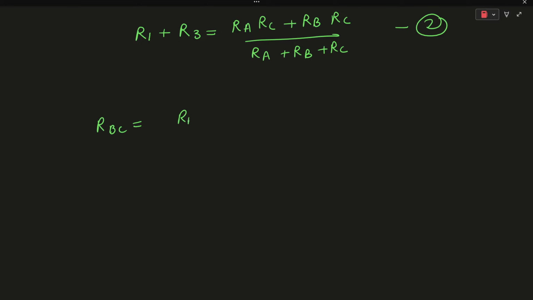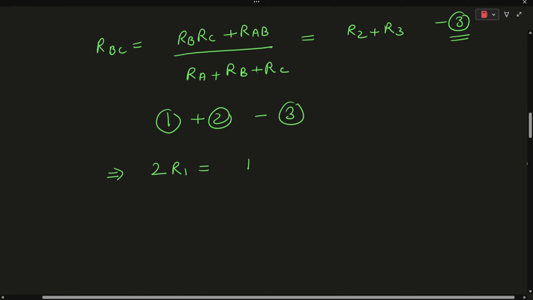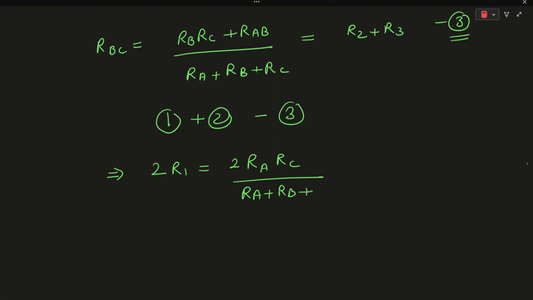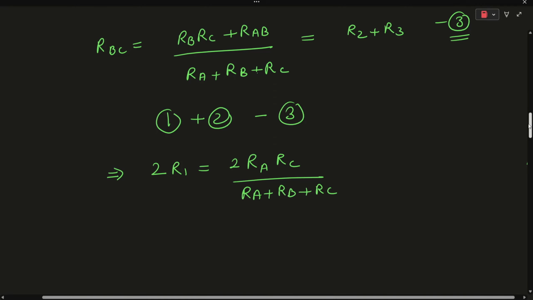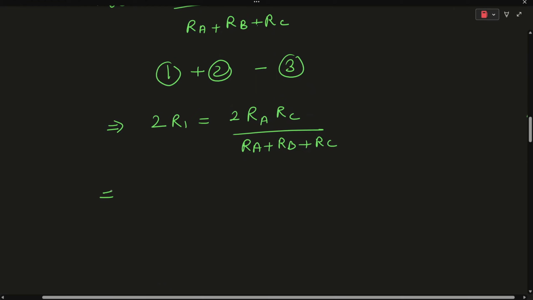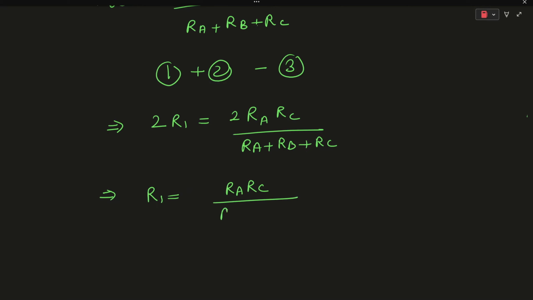Adding the first and second equations and subtracting the third equation, we can see that 2 times R1 will be equal to 2 times RARC upon RA plus RB plus RC. So the value of R1 will be equal to RARC upon RA plus RB plus RC. This will be the value of R1 when we convert a delta system into a star system.